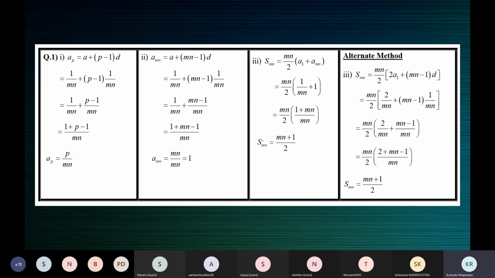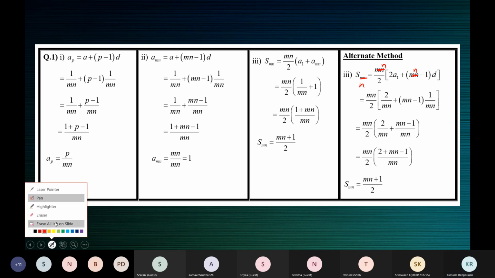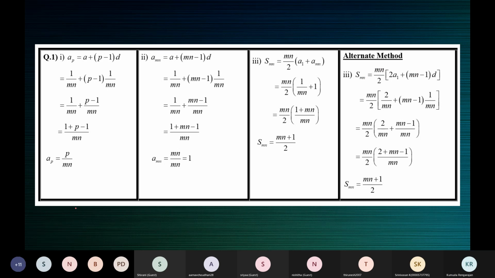Or you can also use the other formula for the sum to the first mn terms: mn by 2 of 2a plus mn minus 1 into d. If it is Sn, you will say n by 2 of 2a plus n minus 1 into d. It's mn, so instead of n, you should say mn. mn by 2, 2a plus mn minus 1 into d. You can work this out using either formula, first term plus last term, or 2a plus n minus 1 into d.